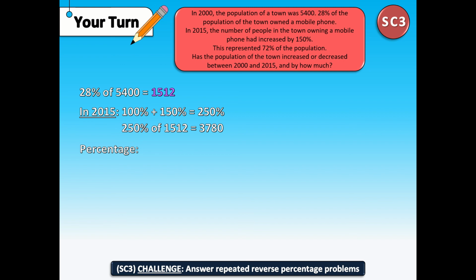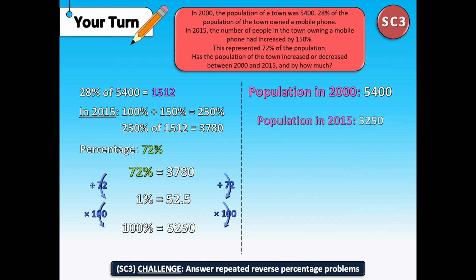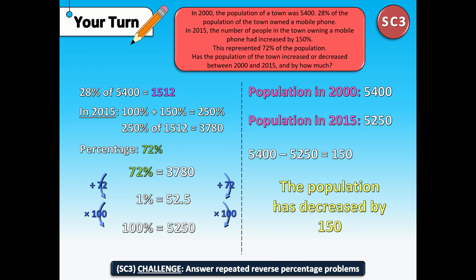We're told this represented 72% of the population. So 72% is 3,780. So we need to work out 100% of the population. So we divide by 72 and then times by 100. So the population in the year 2015 is 5,250. The population in the year 2000 was 5,400. So it's decreased by 150 people.